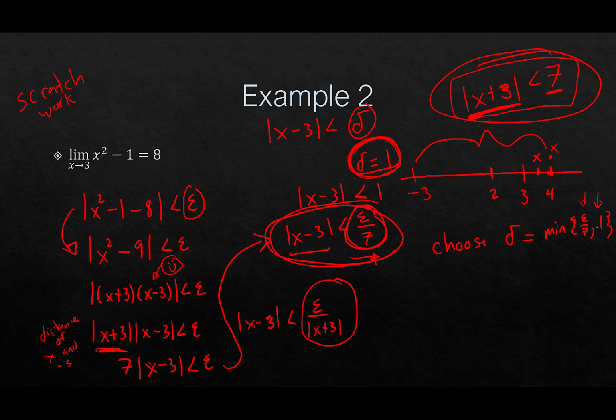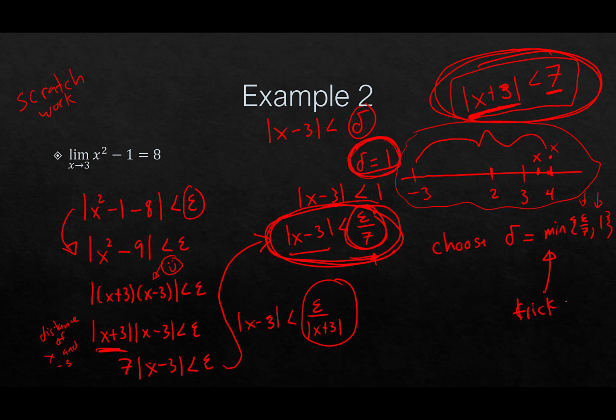If delta is less than 1, then we know that the absolute value of x plus 3 has to be less than 7 from our little picture here. On the other hand, if delta is less than or equal to epsilon over 7, then we know that this inequality holds. So this is going to enable us to actually write a rigorous proof. So this is the trick.